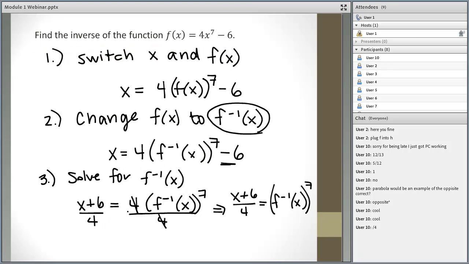So to get rid of the 7th power, it's kind of the same idea as getting rid of a square root. We would take the square root of both sides. So what would we do here? Good. Take the 7th root of both sides. So how I would write that is the 7th root. So square roots, we don't typically write the 2, but the 7th root, we would put a little 7 out in front. X plus 6 over 4. And that represents the inverse function.